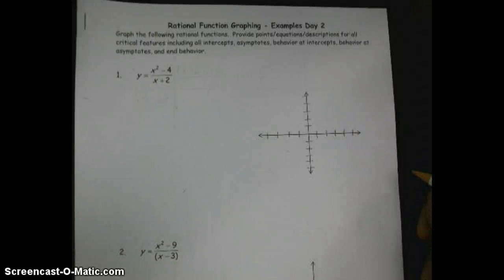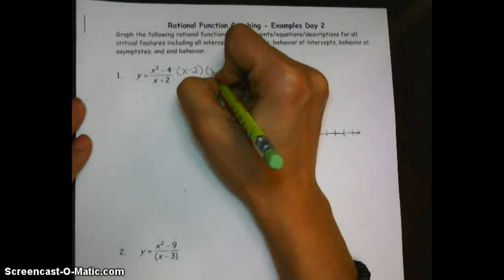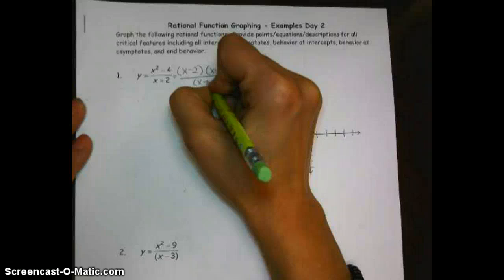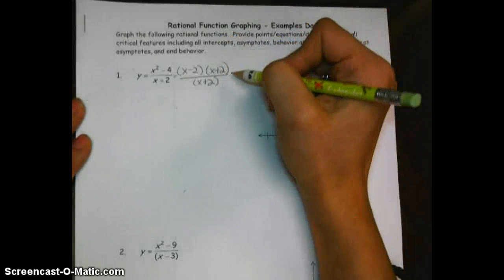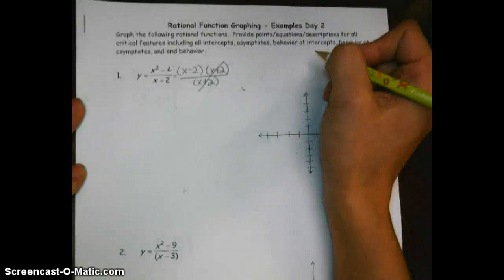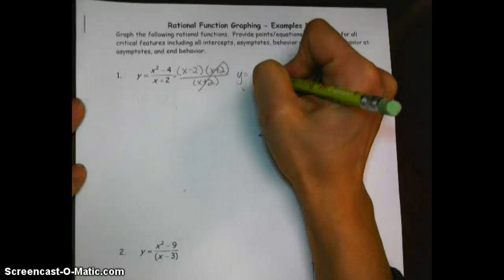Hi guys, we're on rational function graphing examples day 2. So on this example, let's remember that on rational functions we always want to factor if we can first. So we're going to factor the top: x minus 2, x plus 2, over x plus 2. And then we can see that we can actually simplify this rational by canceling the common factors. And so what I have left is y equals x minus 2.